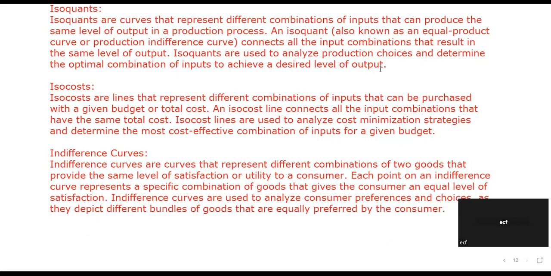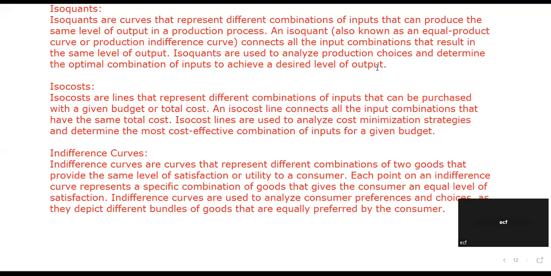What are isocosts? Isocosts are lines that represent combinations of inputs that can be purchased given a budget or total cost. Isocosts connect all input combinations that have the same total cost. Isocosts are used to analyze cost minimization strategies and determine the most cost-effective combination of inputs given a budget.